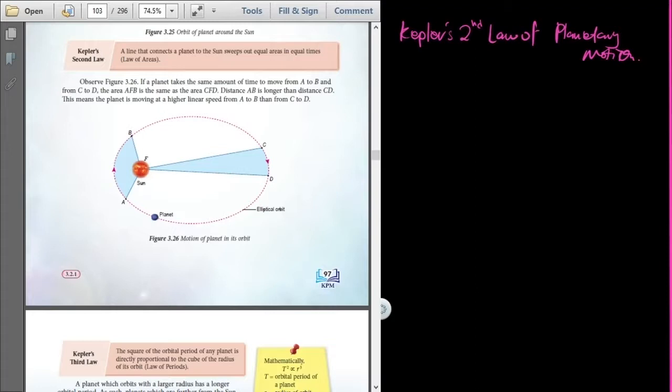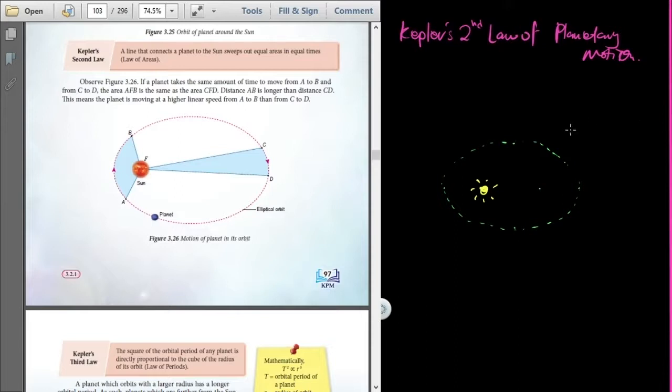Okay, you have a simple diagram shown in your textbook there. Observe figure 3.26. If a planet takes the same amount of time to move from A to B, so it is A and B. I just redraw the diagram here. Let's say this is our sun. It is one of the centers. Remember, one of the centers, and this is an imaginary center. And then let's draw an ellipse. Okay, this is one beautiful ellipse.